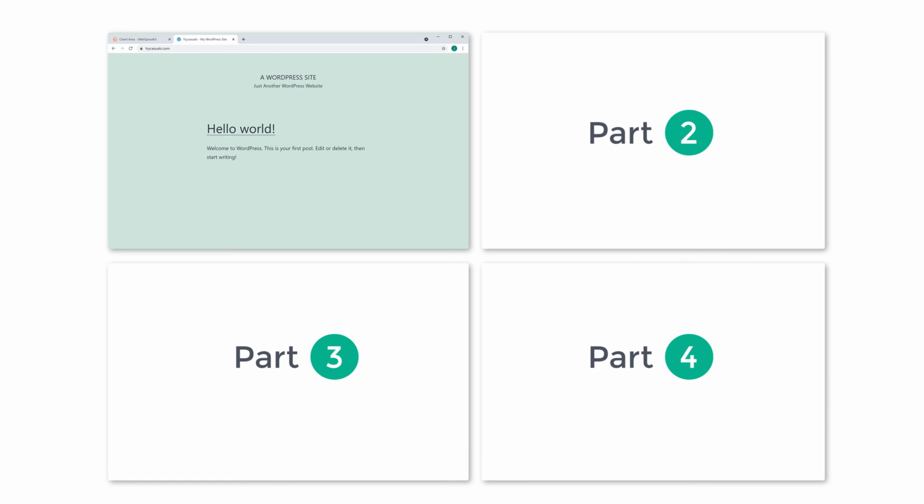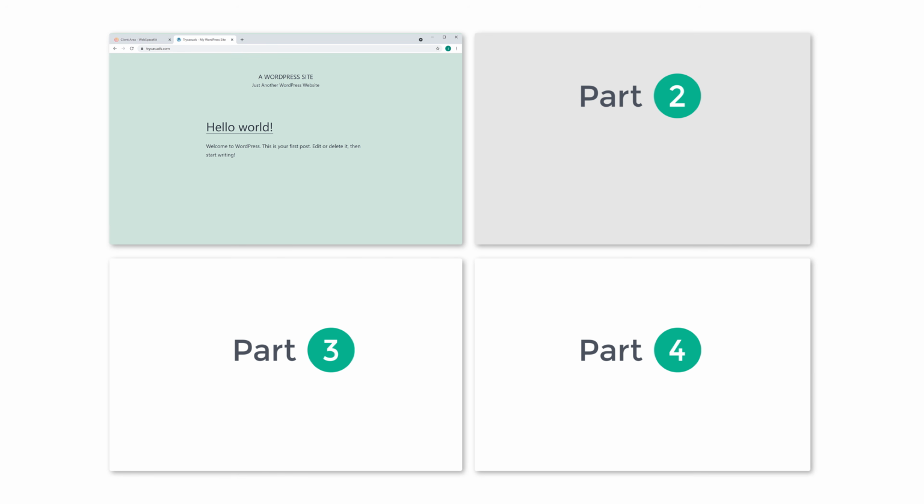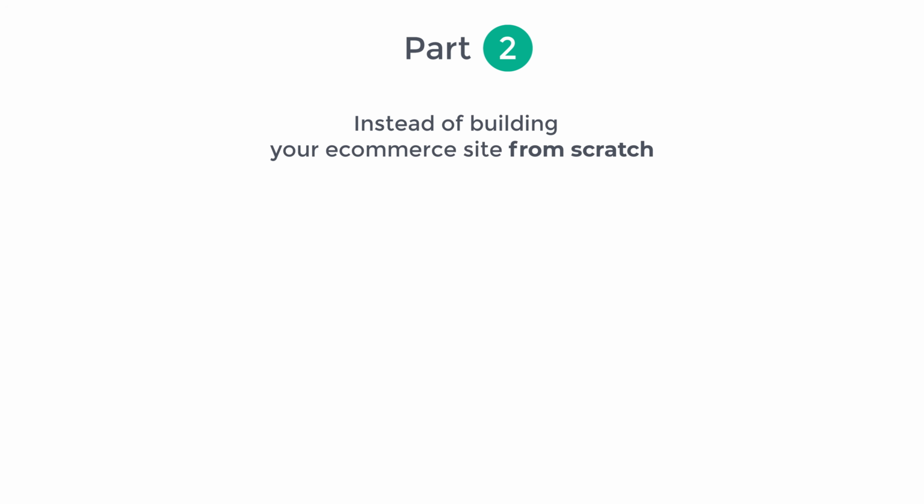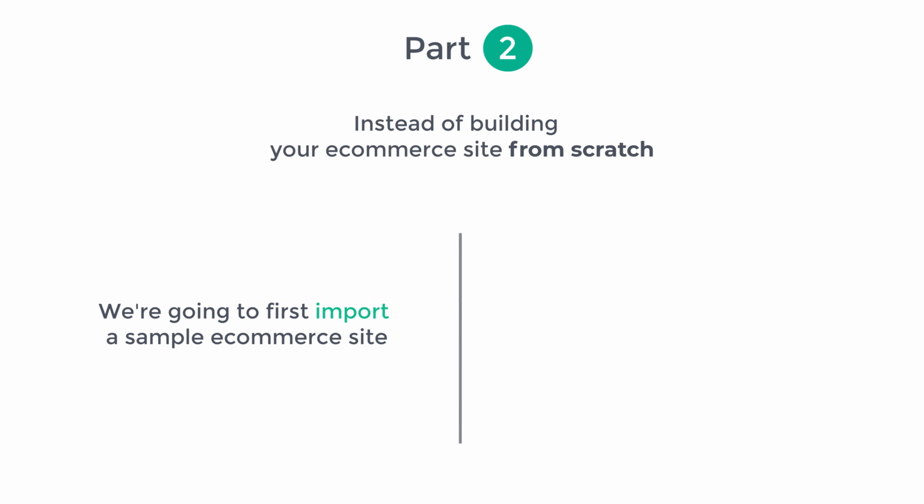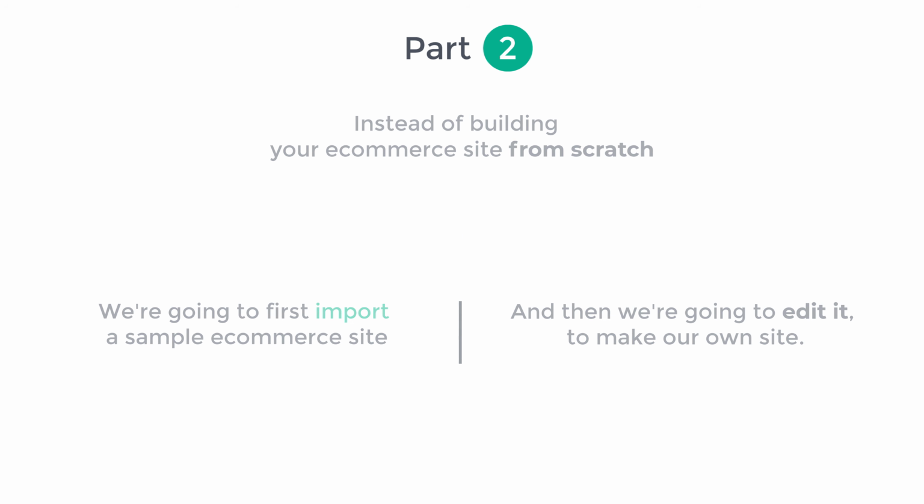Once you've launched your site, we can now go to part 2 of this tutorial, which is to start building your e-commerce site. Now instead of building your e-commerce site from scratch, we're going to first import a sample e-commerce site and then we're going to edit it to make our own site. So this is going to really speed up the process and it will let you build your site in a much faster way.